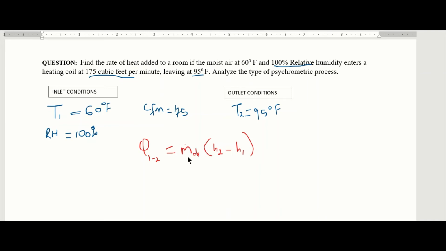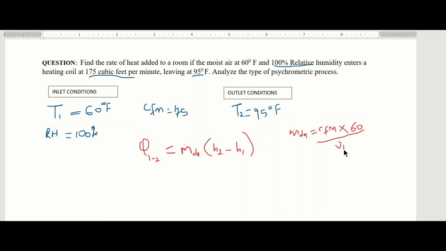Step 1, to find my mass flow rate, I know that my mass flow rate of dry air is equal to the CFM times 60 divided by the specific volume at state 1.